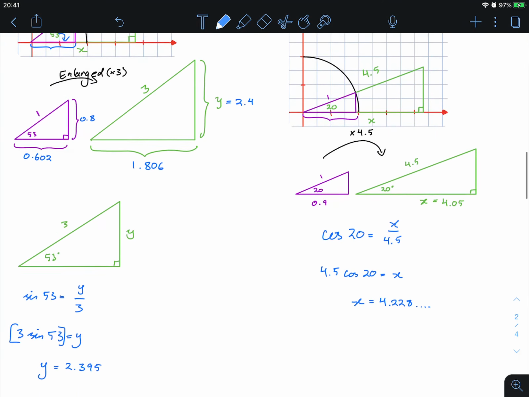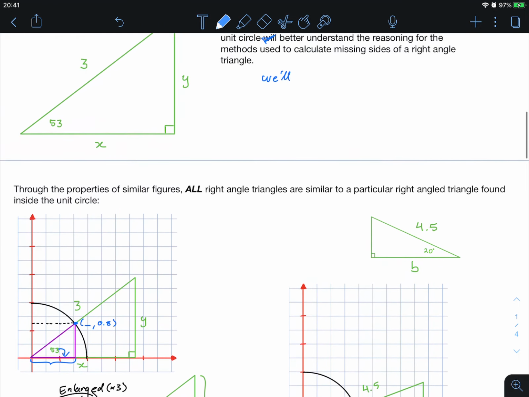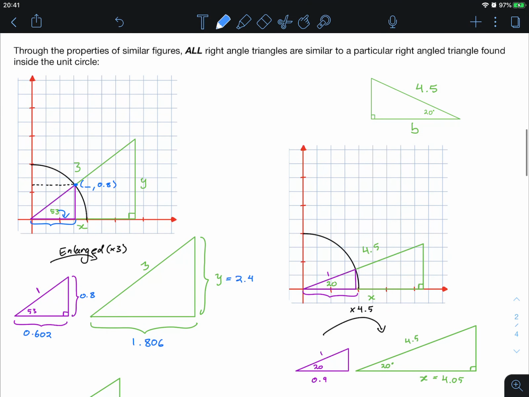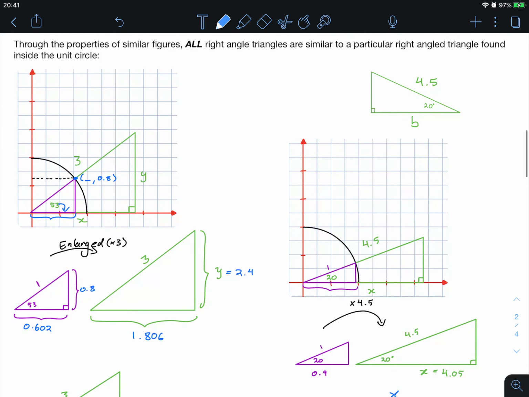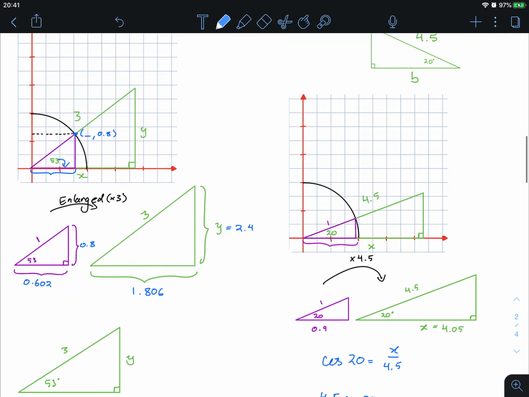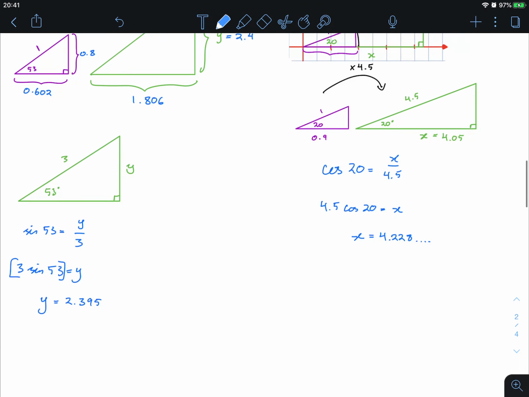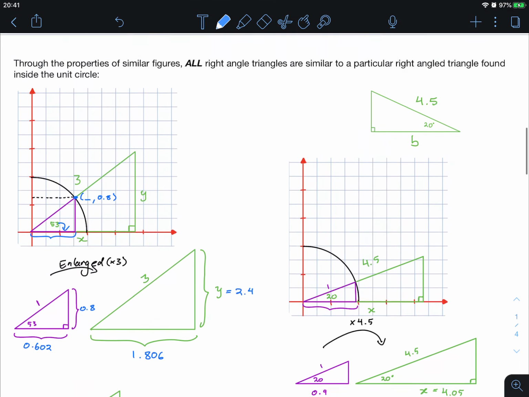So I hope you're really starting to see the connection between trigonometry, the Cartesian plane, and getting a deeper understanding of the processes that we're doing using similar triangles. Hope to see you in the next video.